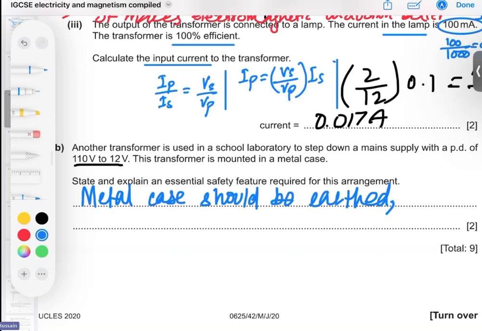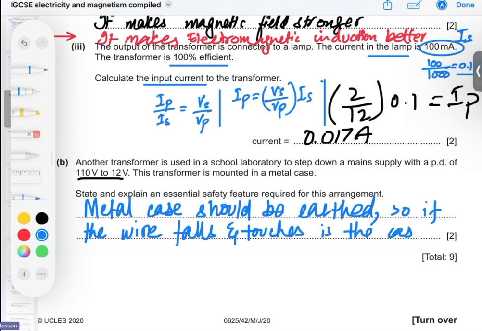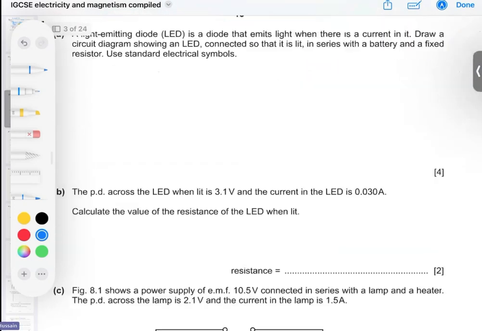Why? In case the wire falls and touches the case, it becomes less harmful. Right? Yes, okay. All right.